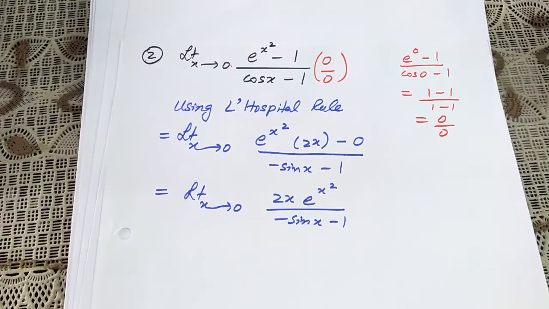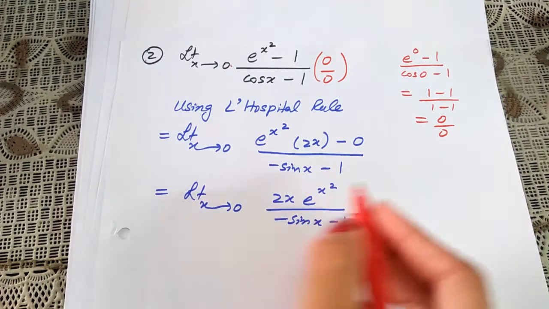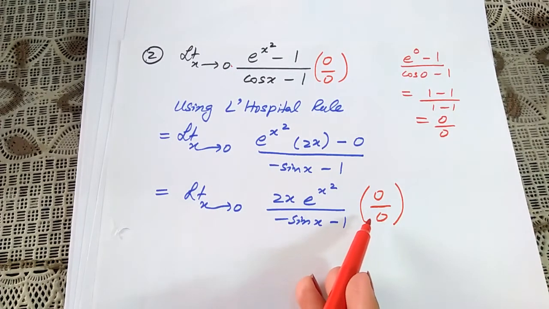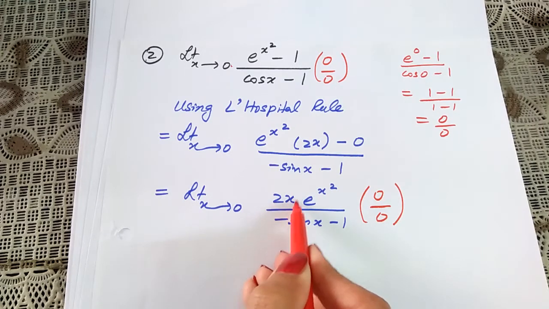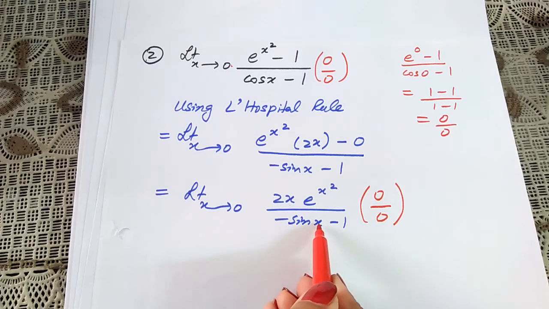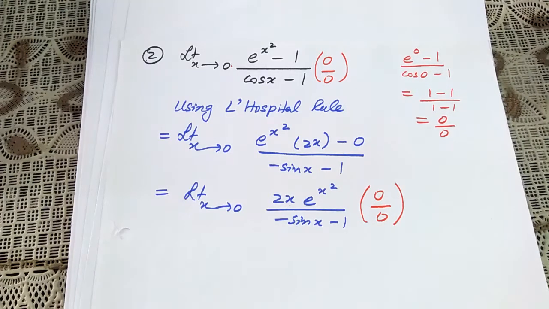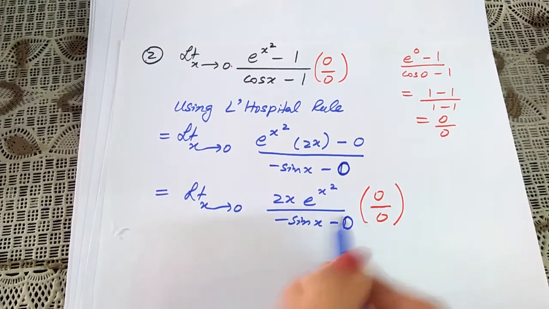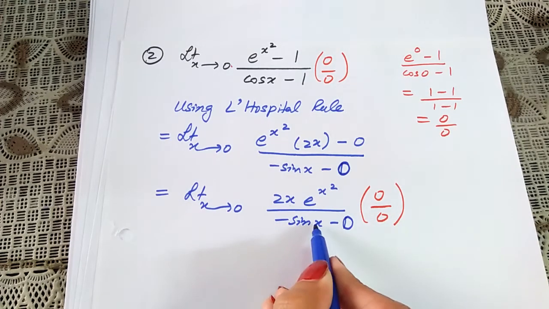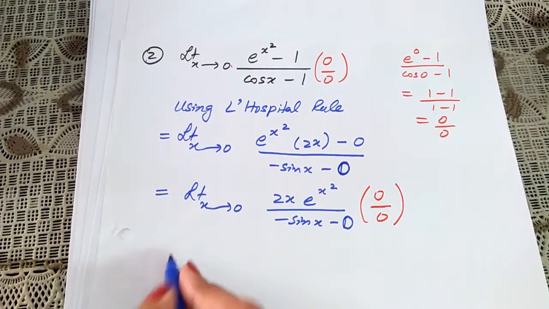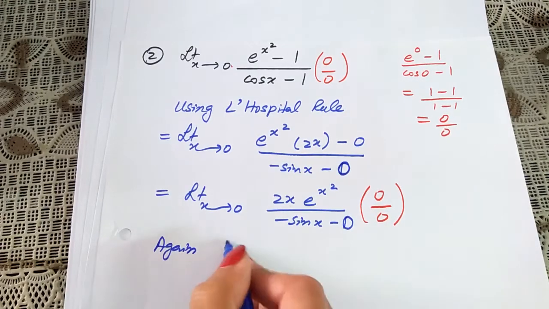Again, if we put x equal to 0, we will again get here 0 by 0 form, indeterminate form. Because 2 into 0 will be 0, 0 into this any function will be 0, sine of 0 is 0. Differentiation of 1 here will be 0. This is a mistake here, so we'll just replace it with 0. So minus sine of 0 will be 0. We will get 0 by 0 form. Now, again use the L'Hopital rule.